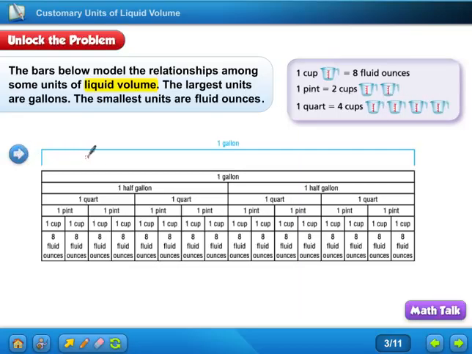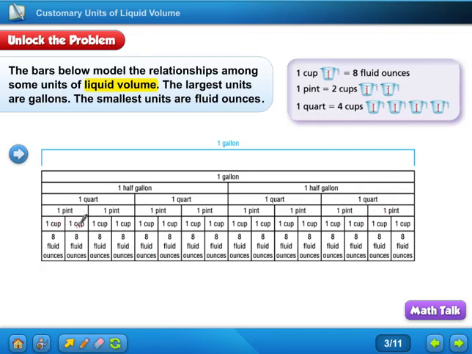So here's this little bar model. They're saying 1 gallon, so this whole thing is a gallon. 1 gallon equals 2 half gallons, which makes sense. 2 half gallons would equal a whole gallon. Quart, think of it kind of like a quarter. There's 4 quarts in 1 gallon. Pints: 2 pints are in 1 quart, 4 pints are in a half gallon, and 8 pints are in a whole gallon.